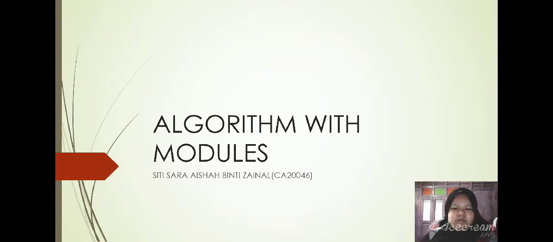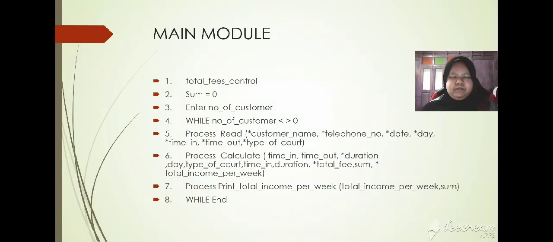First, for the algorithm module, it has the main module, which consists of the total fees threshold, sum equals to 0, insert the customer name, while customer name is less than or more than 0, process the read, which is customer name, telephone number, date, time in, time out, and time of call. And for the process as calculate, we have time in, time out for the duration, date, time of call, time in, duration for the total fee, sum, and also the total income per week. And then we process the print total income per week.